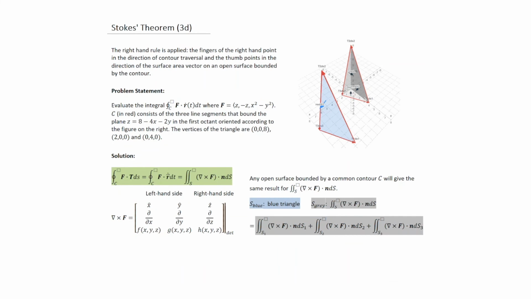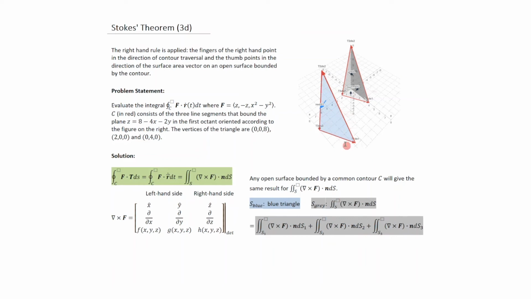Similarly, for Stokes theorem, we have to apply the right-hand rule. Take the fingers of the right hand and point them in the direction of the contour traversal, and the thumb points in the direction of the surface area vector on an open surface bounded by the contour. For example, here, and we'll come to this shortly, is your contour. The contour consists of 3 line segments, and the bounded area is the one shown in blue here.